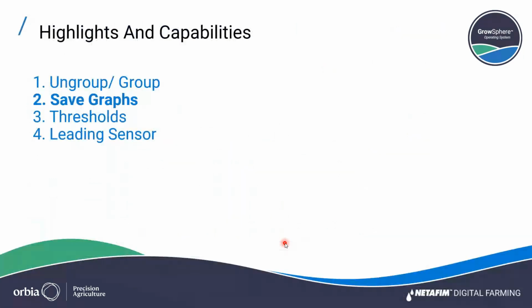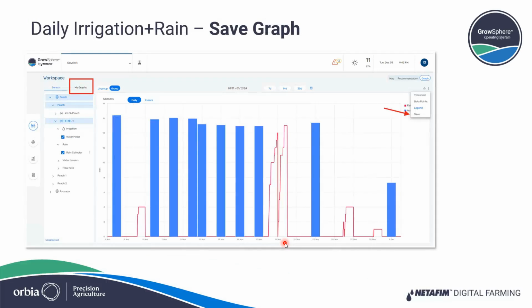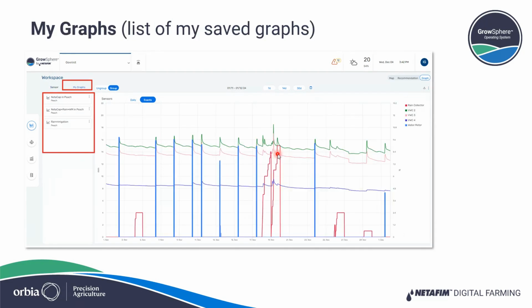Second thing is to save graphs. Once I have a graph that I'm happy with, I worked hard to create it. Not hard, but I created a graph that represents many things that I wanted to compare between them. I can save the graph. On the right-hand side, you have 3 dots, and then you have save. And then you can give it a name, and it is added to a list of saved graphs.